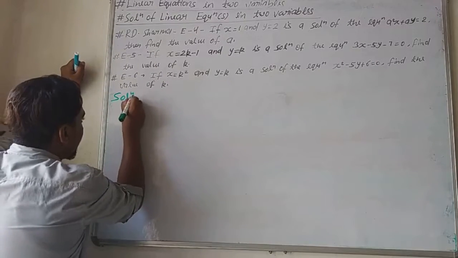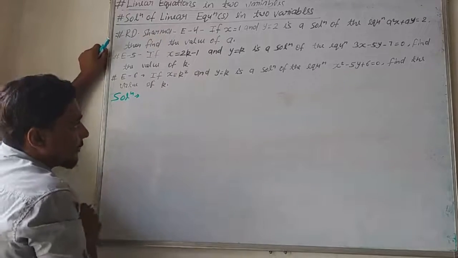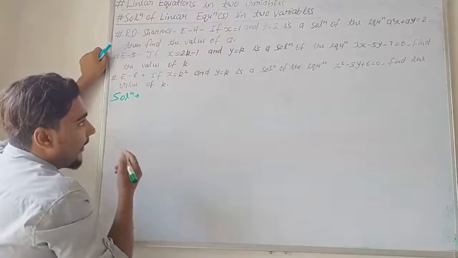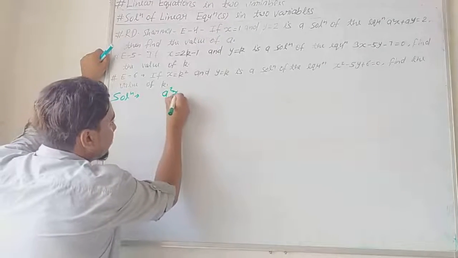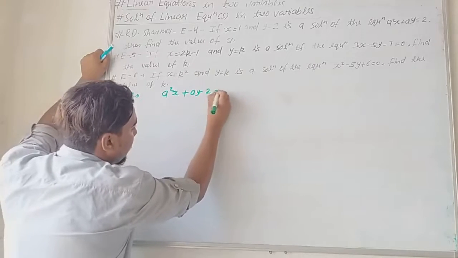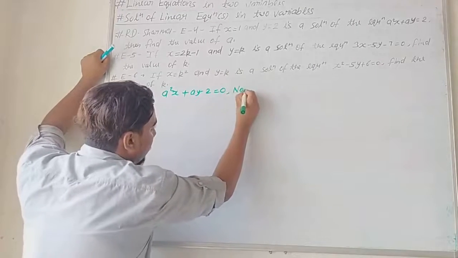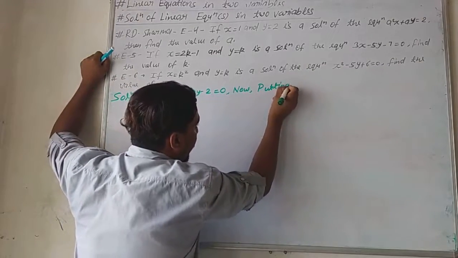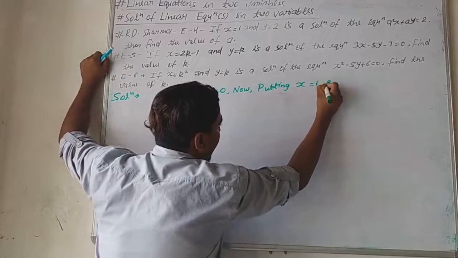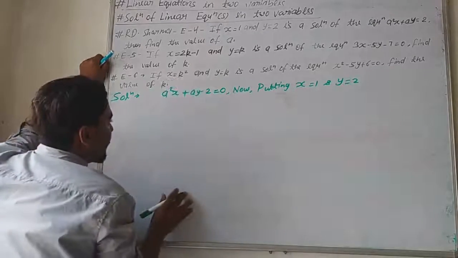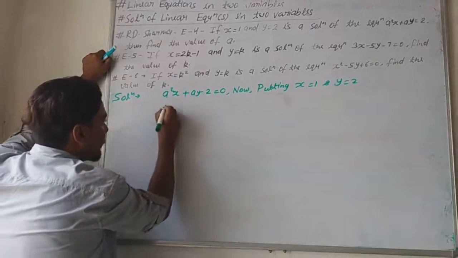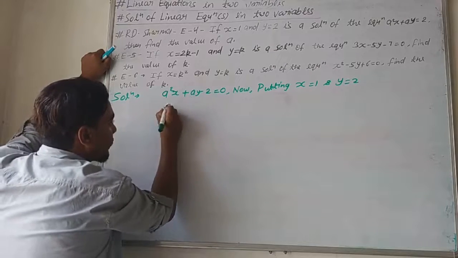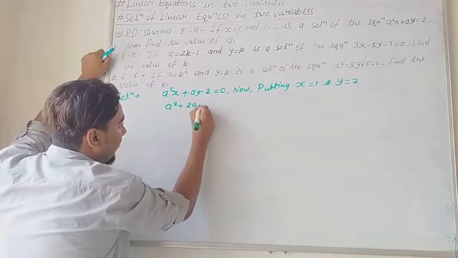What we will do in the solution? We will put x equal to 1 and y equal to 2 in the given equation. So we can write the given equation as a square x plus ay minus 2 equal to 0. Putting x equal to 1 and y equal to 2, we get 1 a square plus 2a minus 2.